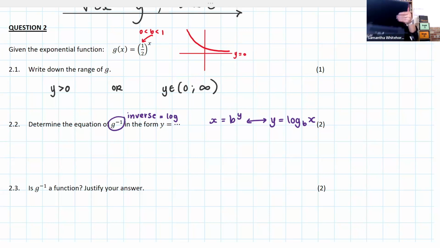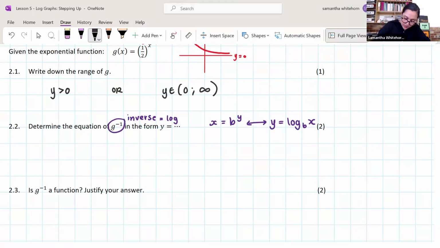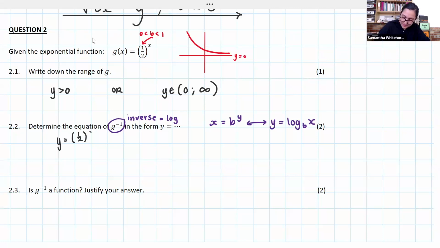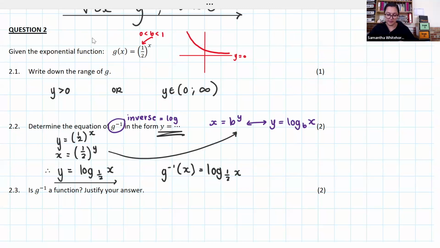So, like I say, inverse of an exponential is a log. We automatically know we should have that. Our original graph was y is equal to a half to the power x. Swap x and y, and then you can apply your rule to get the log. So y is equal to log base a half of x. That's all we need to do. It asks us in the form y equals. You don't need to use the inverse notation. If you did, it would be g to the negative 1 of x is equal to log base a half of x. But we were asked for y equals, so we leave it there.